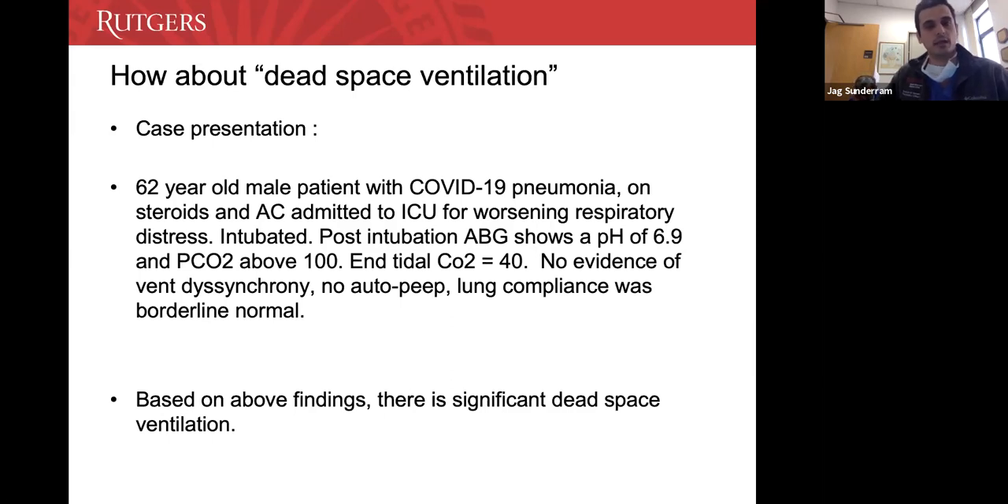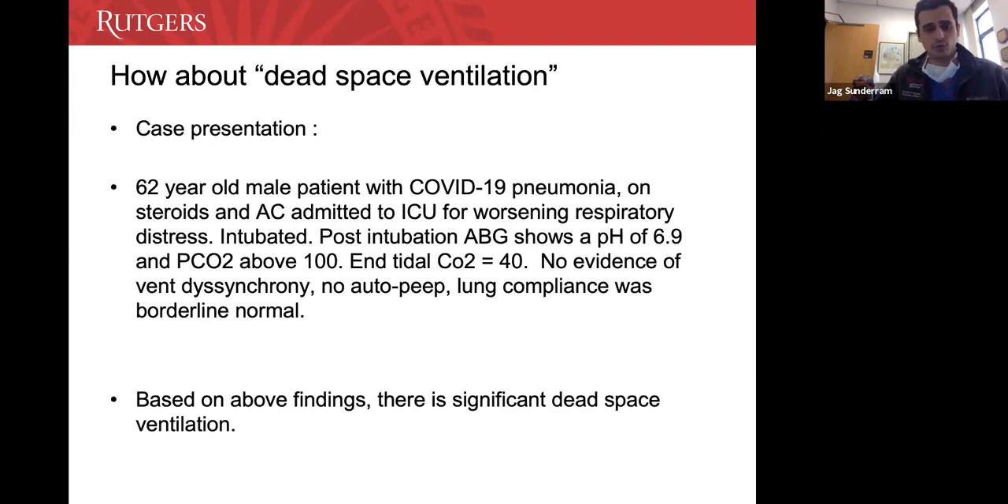He's a 62-year-old male who's currently admitted to the ICU. He had COVID-19 pneumonia. He's on steroids. He's on full anticoagulation. He was admitted to the ICU for respiratory distress. He was intubated, and his ABG post-intubation showed a pH of 6.9 and a PCO2 that was above 100, with an end-tidal CO2 that was anywhere between 30 to 40.